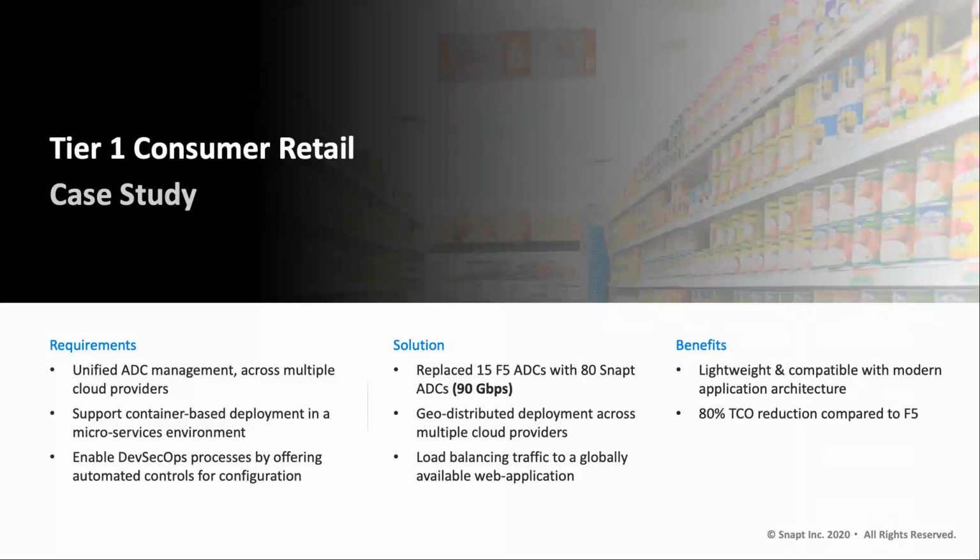From a benefit standpoint, the wins were, of course, leveraging a lightweight and modern container-based deployment that offers very speedy deployment in less than 30 seconds. Of course, those automation tools allow them to do ongoing change management and improve their security configuration as well. As part of that, it also resulted in a significant cost reduction, driven mostly by, first and foremost, the infrastructure requirements to run the lightweight ADCs delivered by Snapt, which require a very minimum amount of processing and memory, as well as a very flexible and cost-effective licensing option that we offer.